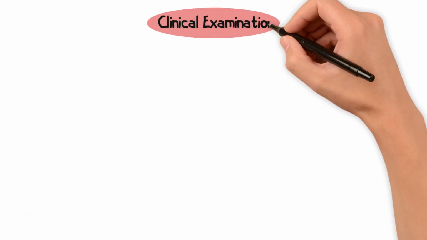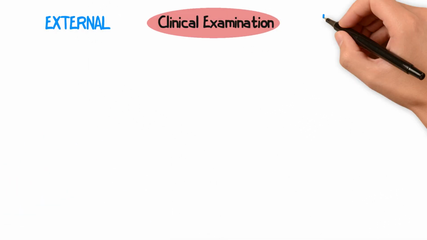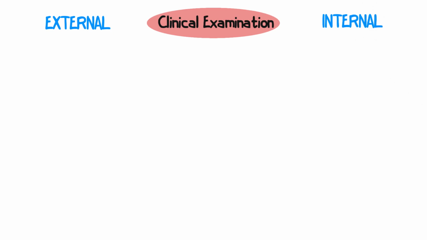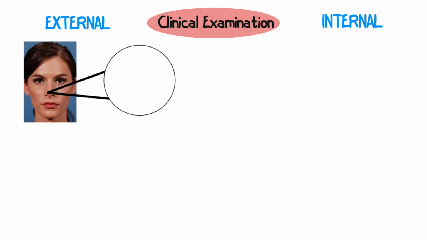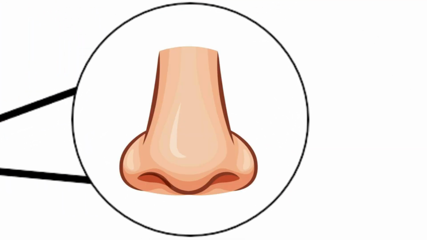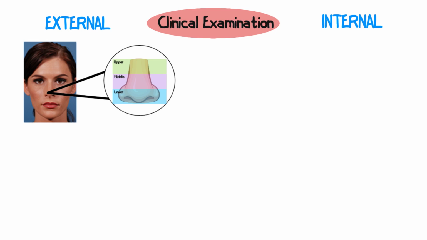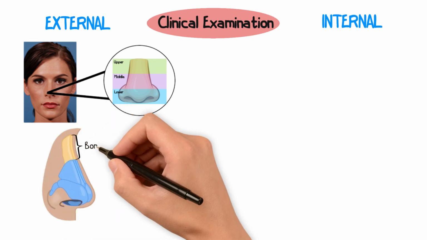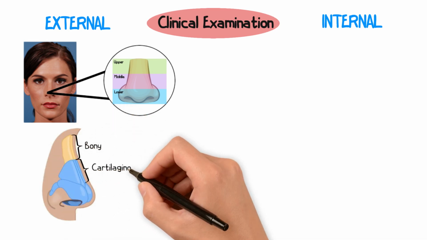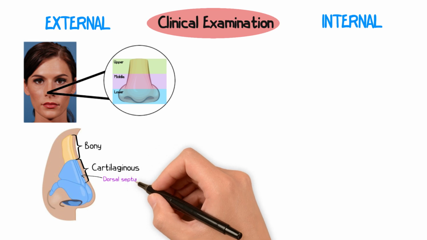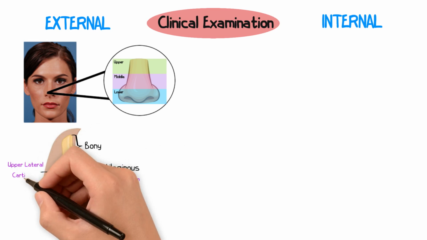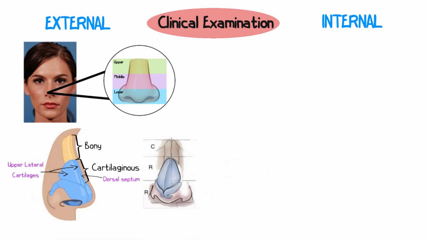Clinical examination. This comprises two parts, an external and an internal nasal examination. For the external portion, examine the nose in thirds, the upper, middle, and lower thirds, then in relation to the rest of the face. The upper one-third is bony, the mid-third is cartilaginous and made up of the dorsal septum and upper lateral cartilages, and it may have a hump or be twisted.